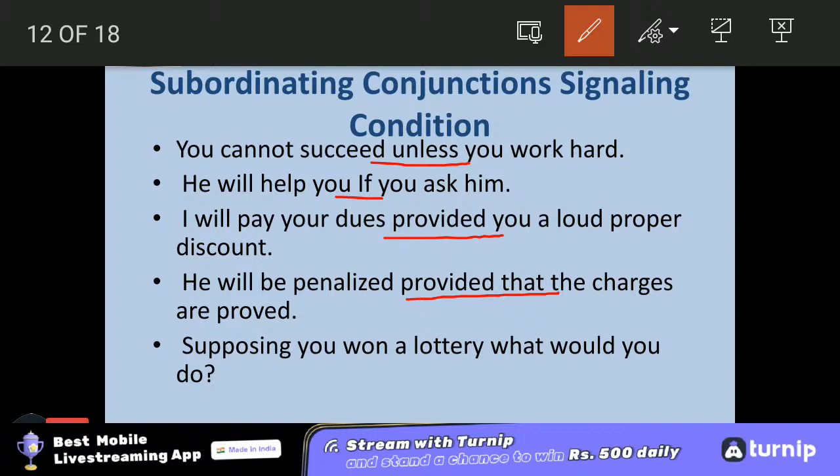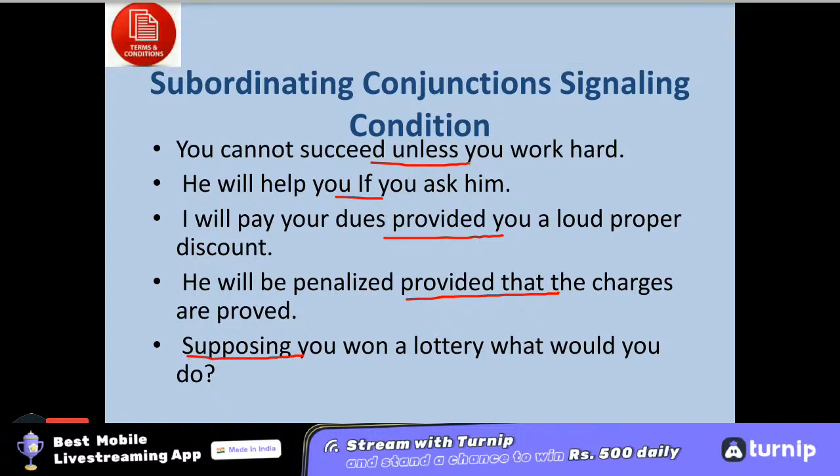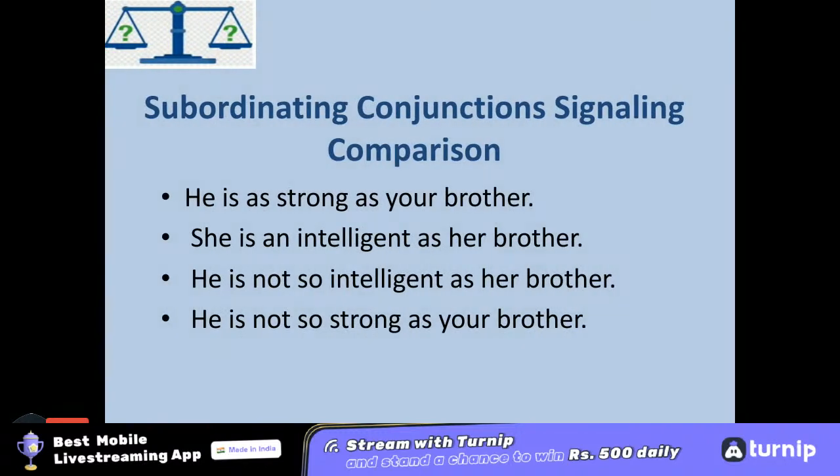Supposing you won a lottery, what would you do? अगर तुम लॉटरी जीत गए तो तुम क्या करोगे? So supposing over here, the very first word is an example of a conjunction कि अगर तुम जीत गए तो तुम क्या करोगे? So these were the conditions which we were talking about. Now we are talking about the subordinating conjunctions which show comparison. When we are talking about comparison between any two people.